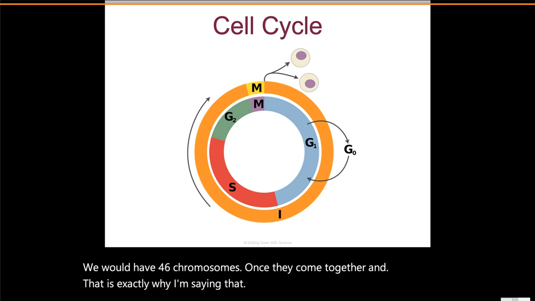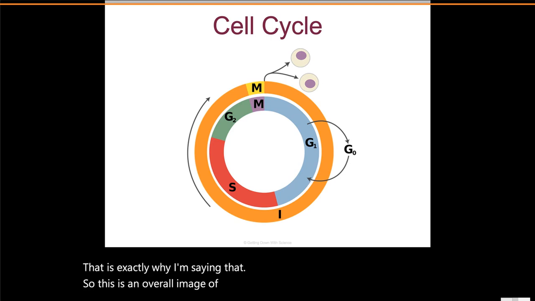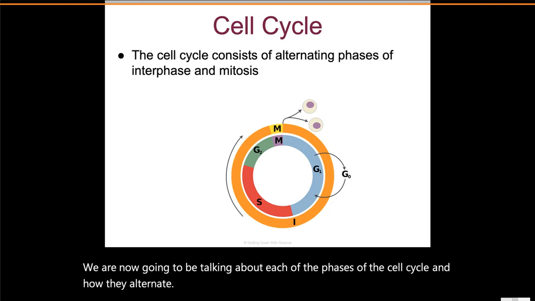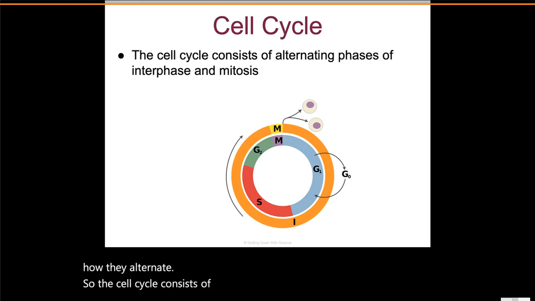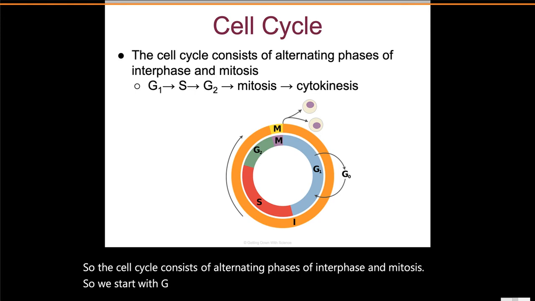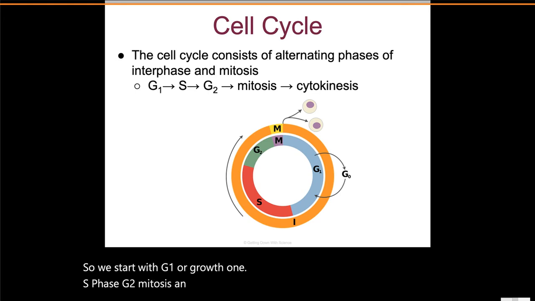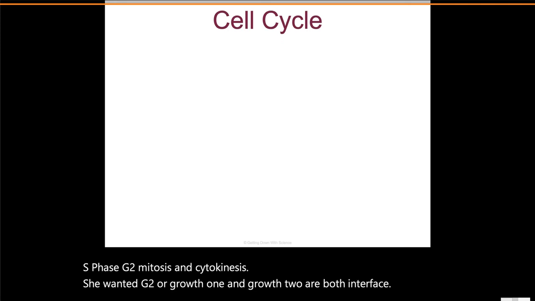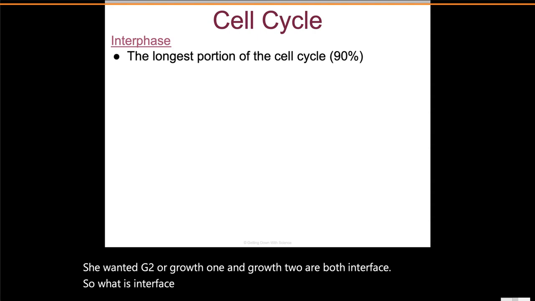Okay, so this is an overall image of the cell cycle. We are now going to be talking about each of the phases of the cell cycle and how they alternate. So the cell cycle consists of alternating phases of interphase and mitosis. So we start with G1, or growth 1, S phase, G2, mitosis, and then cytokinesis. G1 and G2, or growth 1 and growth 2, are both interphase. So what is interphase? Interphase is the longest portion of the cell cycle, making up approximately 90% of the cell cycle.